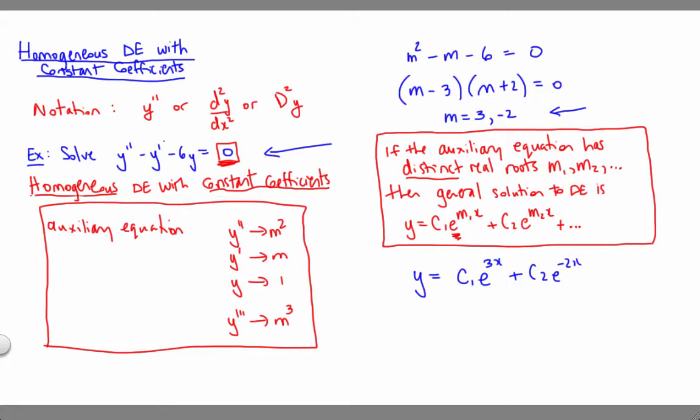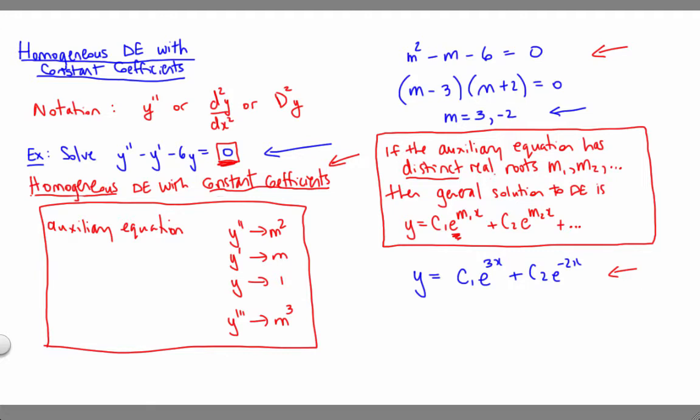So what this problem came down to was recognizing the type of problem. We said it was a homogeneous DE with constant coefficients. That tells us that we can set up and solve our auxiliary equation, and then from there we wrote down our general solution.